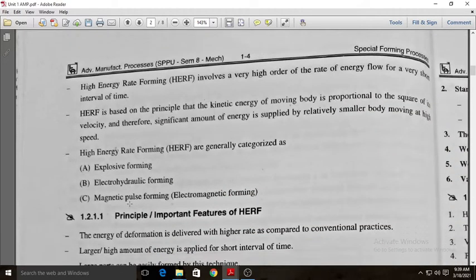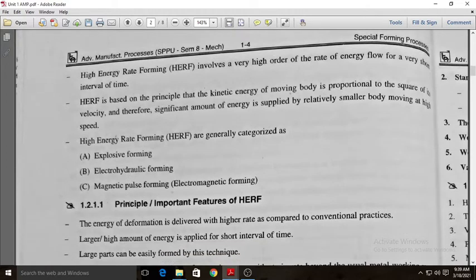High energy rate forming involves a very high rate of energy flow for a very short interval of time. This process works on the principle that the kinetic energy of a moving body is proportional to the square of its velocity, and therefore a significant amount of energy is supplied by a relatively smaller body moving at high speed. High energy rate forming is generally categorized as explosive forming, electrohydraulic forming, and magnetic pulse forming methods.